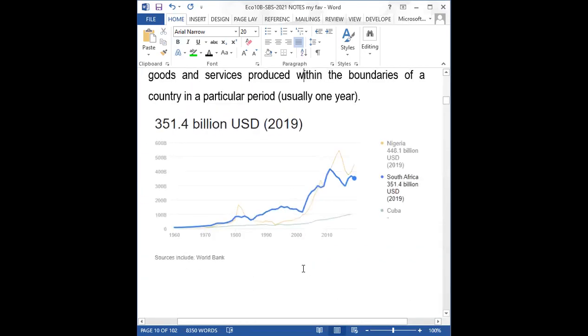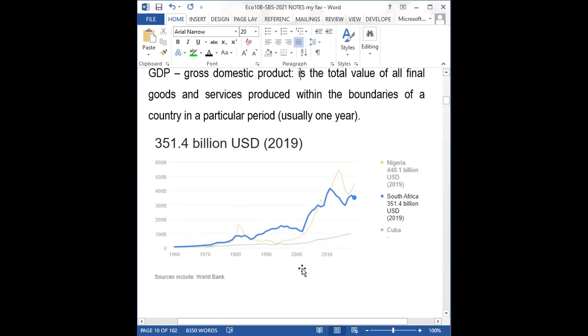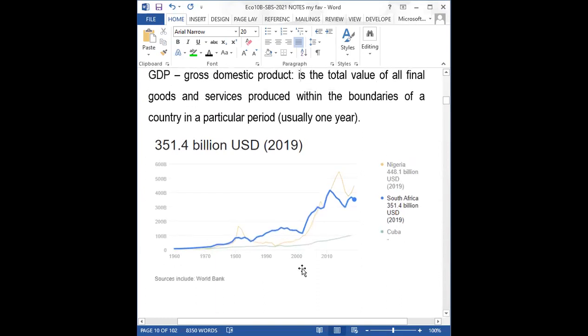Then finally, we use that gross domestic product to measure economic growth, or to compare the gross domestic product with the previous year's gross domestic product, in order for us to come to a conclusion of whether the economy is growing or whether the economy is not growing.